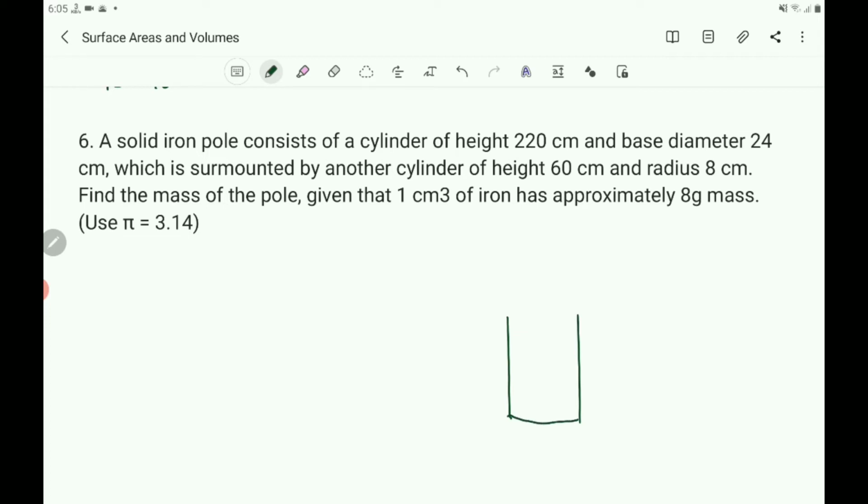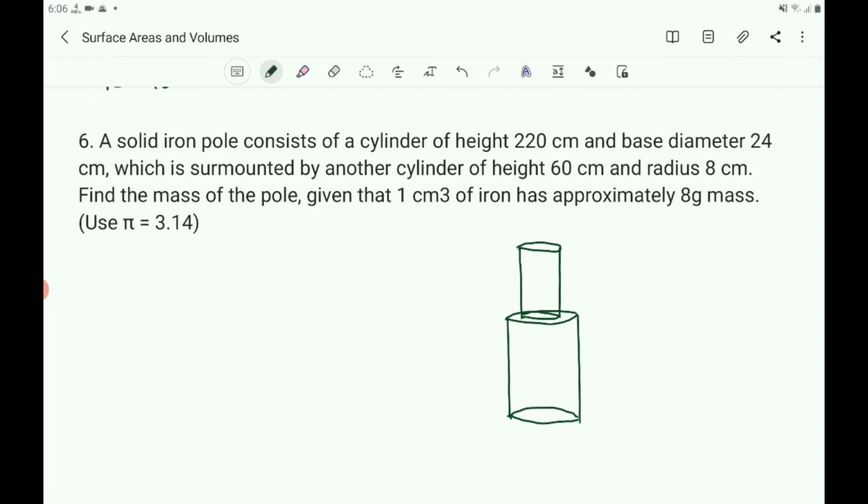Consider this is the cylindrical base. Again, the upper portion is mounted by one more part which is in cylindrical shape. Now we have to find the mass of the complete pole.